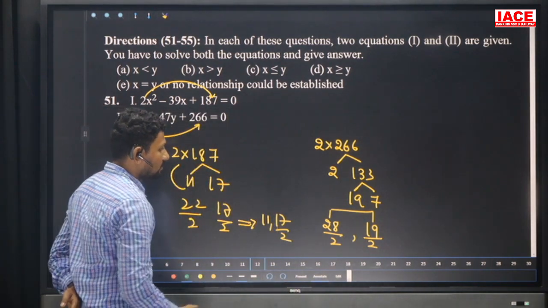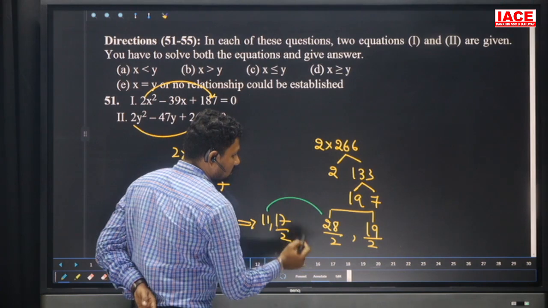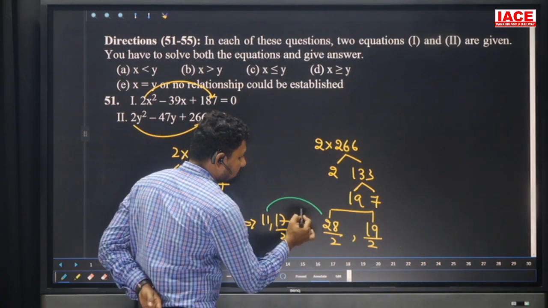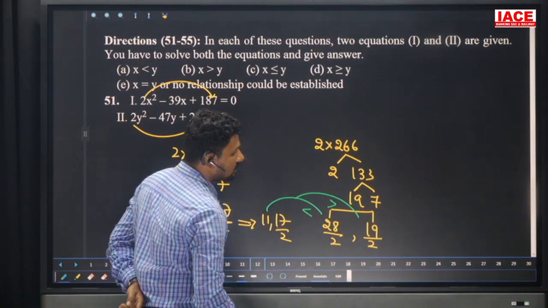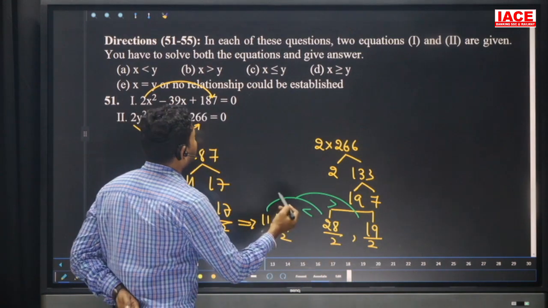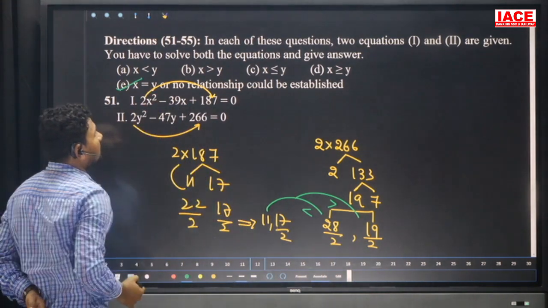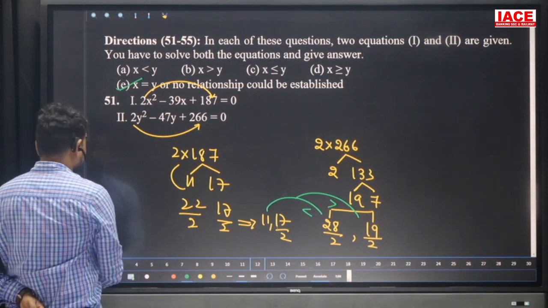Now comparing the values here. So 14 is bigger, and here 19 by 2, 11 is bigger. 19 by 2 value is equal to 9.5. One less than, one greater than means the relation is what? E. No relation can be established.